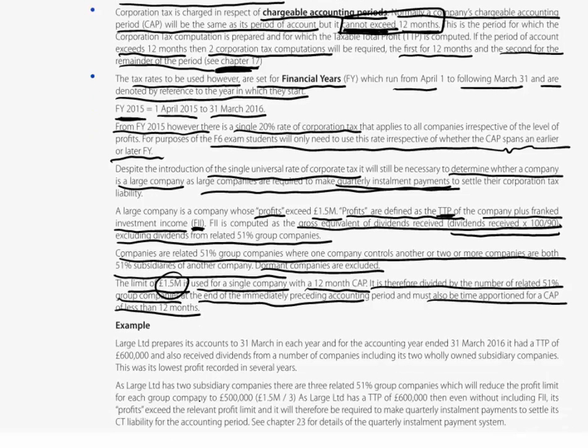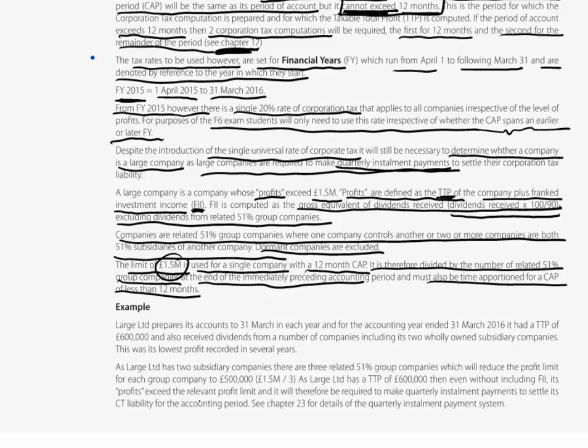Now we're getting into quite a little bit of detail here, but it's again not a difficult area, and its only significance is when we pay our corporation tax. That is all. So it's not going to impact on how we prepare the corporate tax computation down to TTP. That will be prepared for the chargeable accounting period. It will include all of our worldwide income and gains, excluding dividend income, because dividend income is not chargeable to corporation tax so far as companies are concerned.